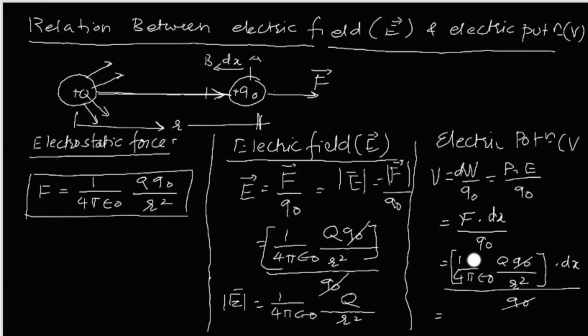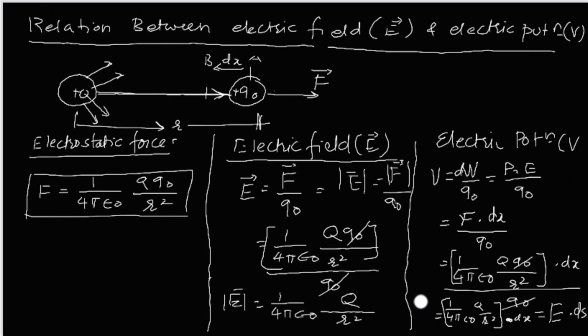Now what is remained here? That is nothing but 1 upon 4 pi epsilon 0 q upon r square, and into dx, isn't it? But see this value in bracket, is it equal to E? Yes, it is equal to E. So we can write now, this is equal to the magnitude of E into dx.